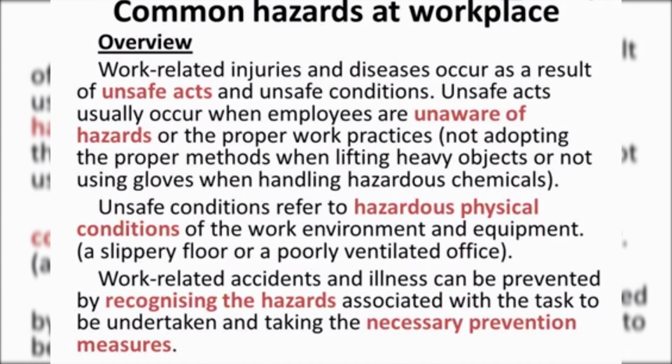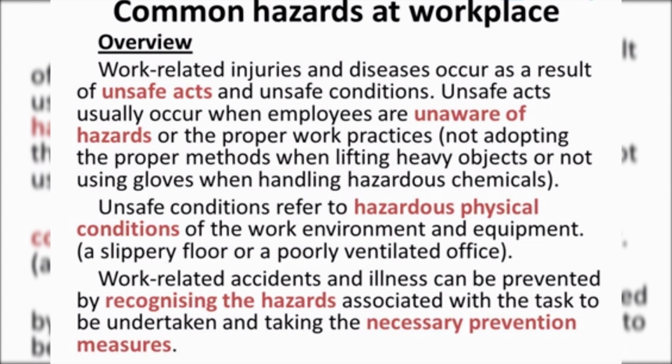Common hazards at workplace. Overview. Work-related injuries and diseases occur as a result of unsafe acts and unsafe conditions. Unsafe acts usually occur when employees are unaware of hazards or the proper work practices, not adopting the proper methods when lifting heavy objects or not using gloves when handling hazardous chemicals. Unsafe conditions refer to hazardous physical conditions of the work environment and equipment, such as a slippery floor or a poorly ventilated office.